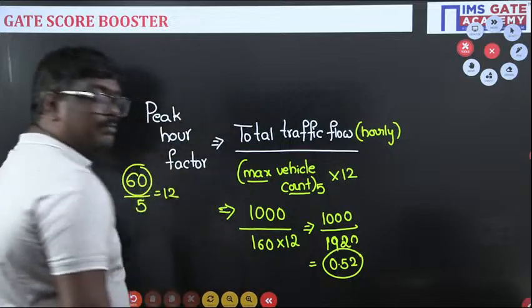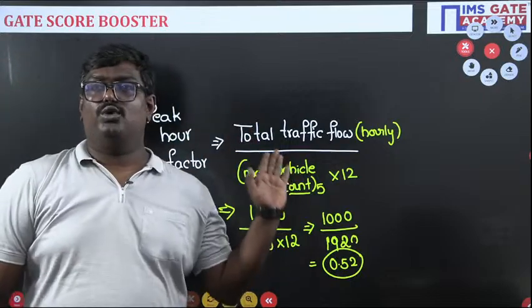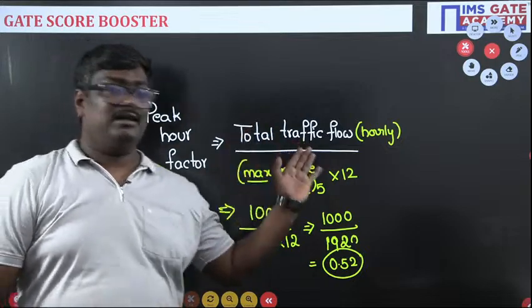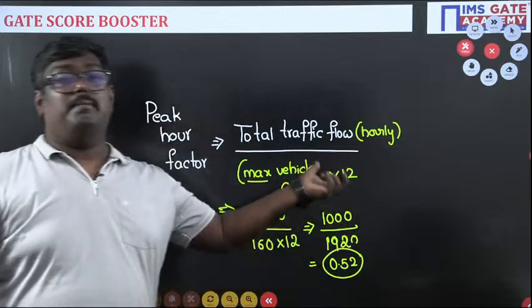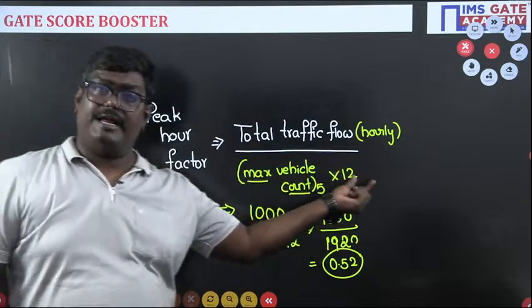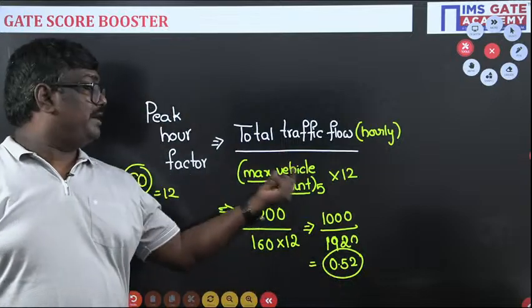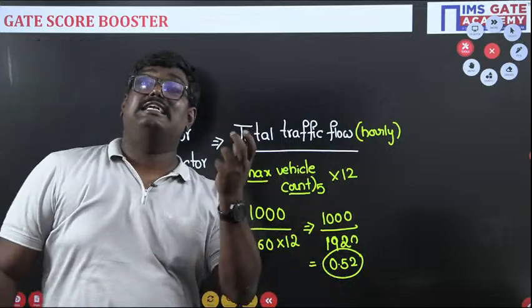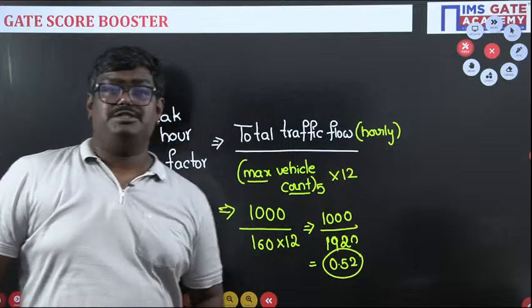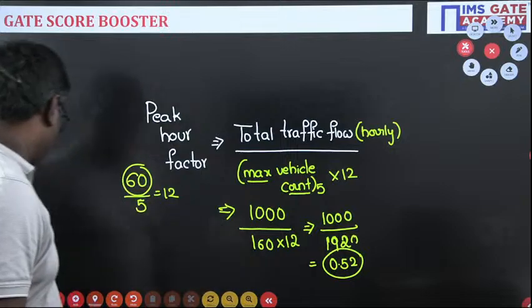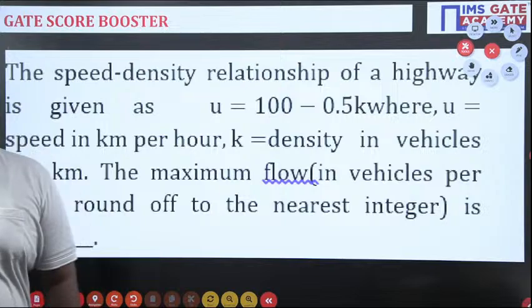Remember, what does peak hour factor mean? It is the total traffic flow in an hour upon the maximum vehicle count in 5 minutes multiplied. If it is 5 minutes, you will take 12 times. If it is 10 minutes, you will take 6 times. So depending upon the time interval for the vehicle count, these values will be changing. I hope this solution is clear for you. Now please solve this question, students.